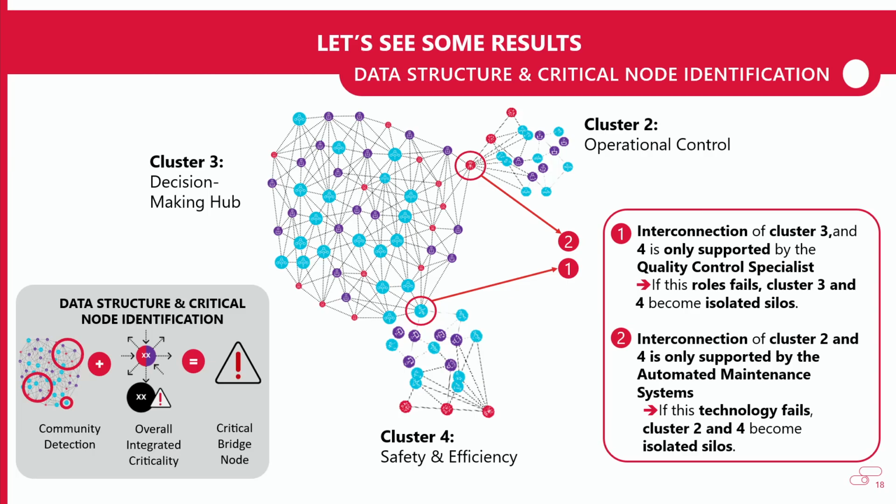Same applies between cluster 3 and cluster 4. When you see that we also have a single entity, this time a technological asset, that links them, and if that fails, again, cluster 4 and cluster 2 become isolated silos.